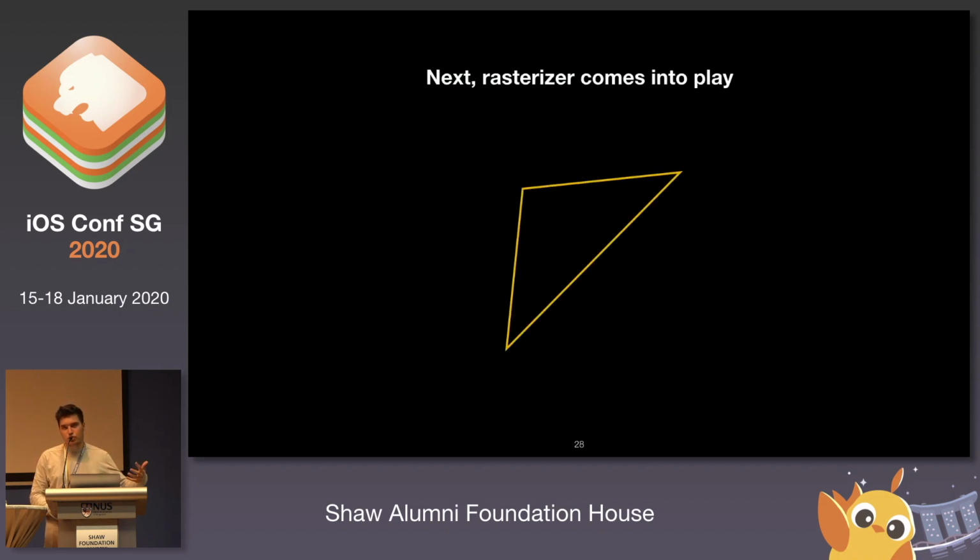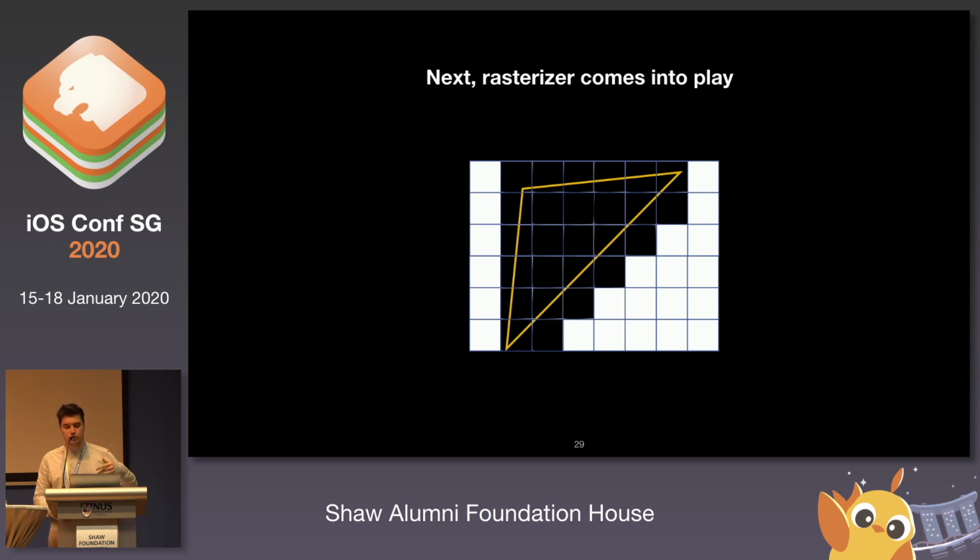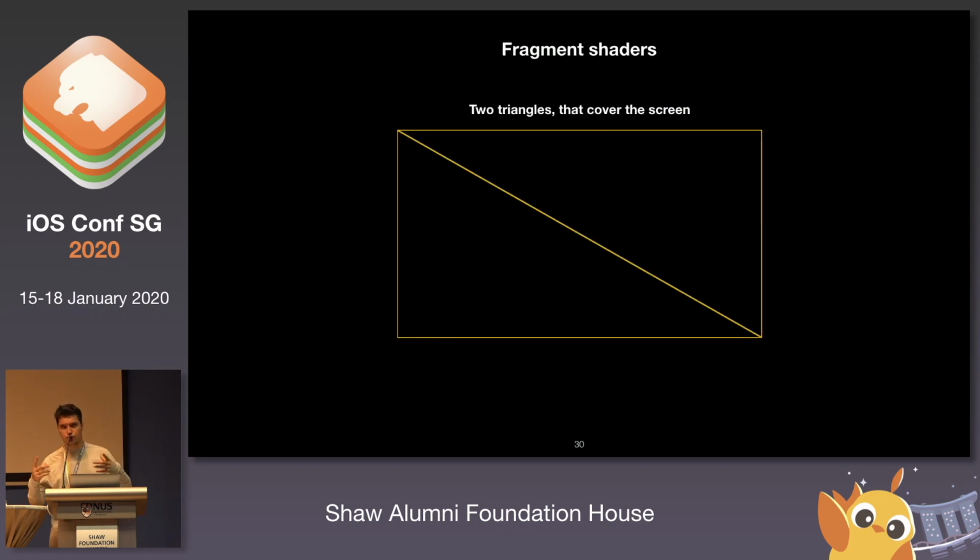So once each triangle gets on the screen, the rasterizer comes into play. What the rasterizer does is overlap your triangle with a grid of pixels and choose only the pixels that overlap with the triangle you have. And then it calls the fragment shader for each of the pixels that are overlapping the triangle. The fragment shader is still a very small program that is launched for each pixel in parallel on the screen.